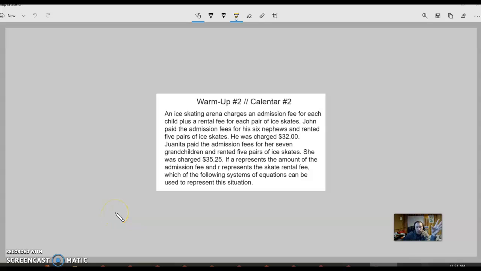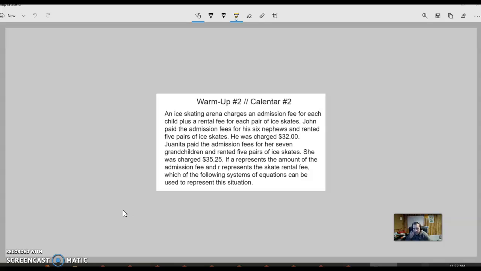So hopefully you got a chance to read through this, you tried it out. This is one of these equations where we have the same thing happening twice, right? There's two different groups going to the ice skating arena. They're renting skates and they're paying admission. And so if the same situation happens twice, we can use that information to really figure out the cost. So if you look at the question right here, what we're trying to find out is, how can we find out how much the admission fees and the ice skates are, right?